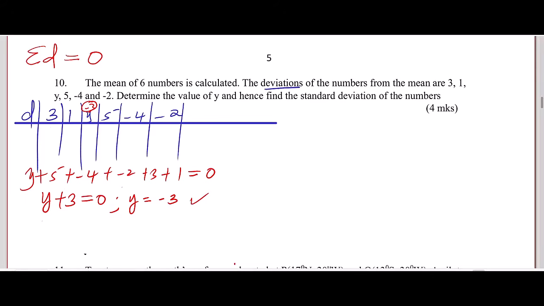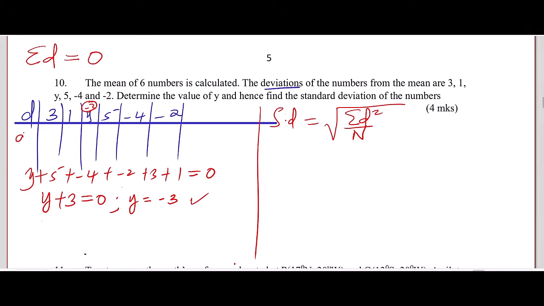The second question: find the standard deviation of the numbers. So how do you find the standard deviation? This one is simple ungrouped data. The standard deviation is given by the square root of the variance. And you get the variance by the sum of the deviations squared divided by n. n is the total number of values. There are 6 values here.